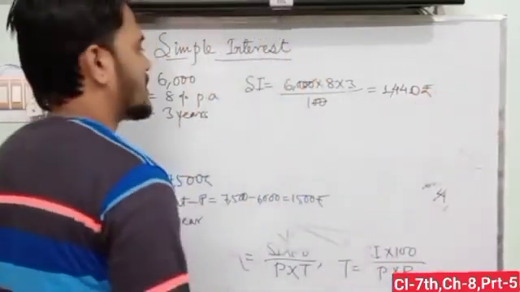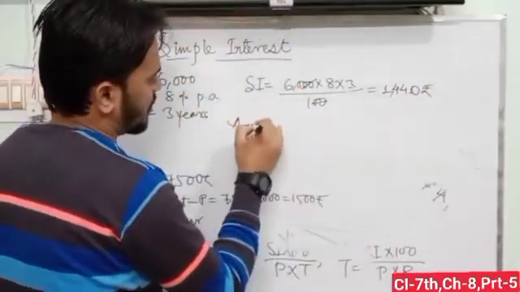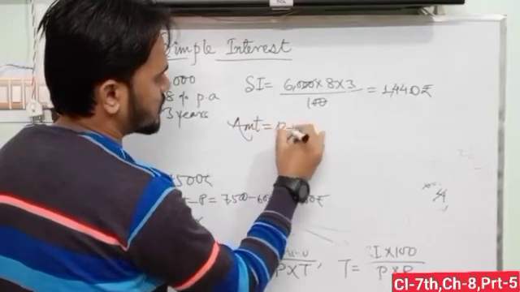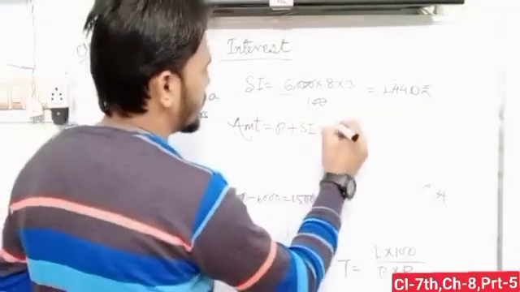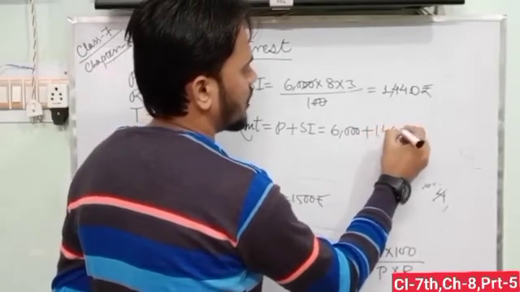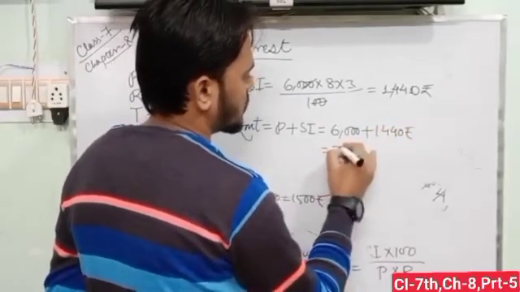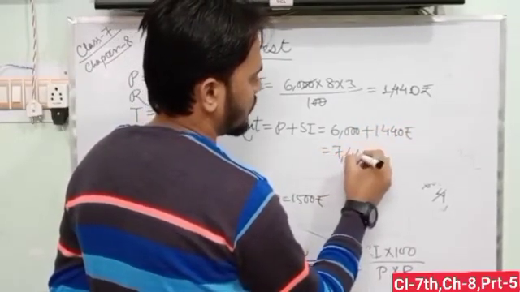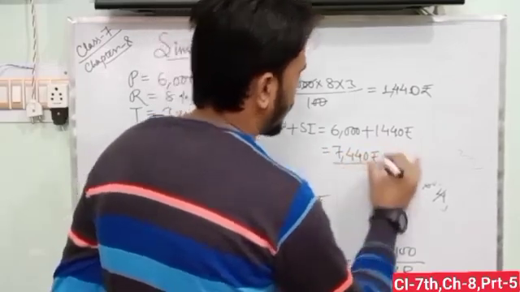We get 1,440 rupees as the interest, and now amount is equal to principal plus SI, which is 6,000 plus 1,440 rupees, equal to 7,440 rupees.